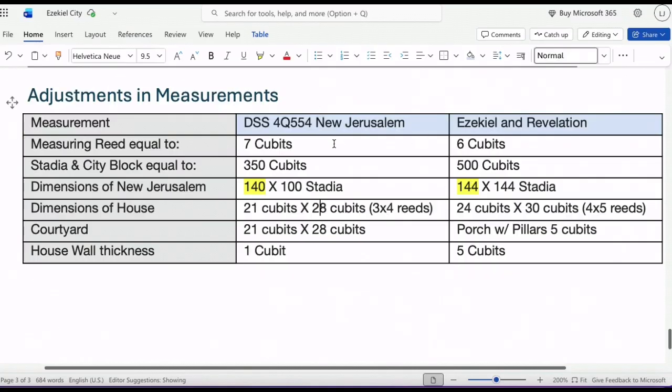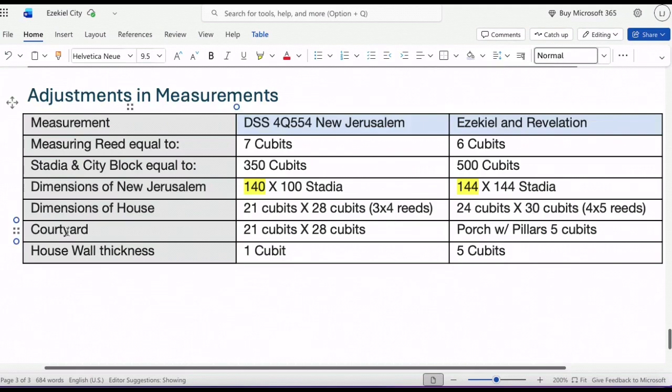And because they use a measuring reed as 7 cubits, the dimensions of the house are proportional to 7. They're divisible by 7. So it's 3 by 4 reeds, whereas ours is 4 by 5 reeds. And if we look at the cubits, the dimensions of their house is 21 cubits by 28 cubits. And the chambers, we just had to use their measurements, add 3 cubits, and add 2 cubits, and we actually have the same building. So I just wanted to show you the specifics if you were more interested in the details.